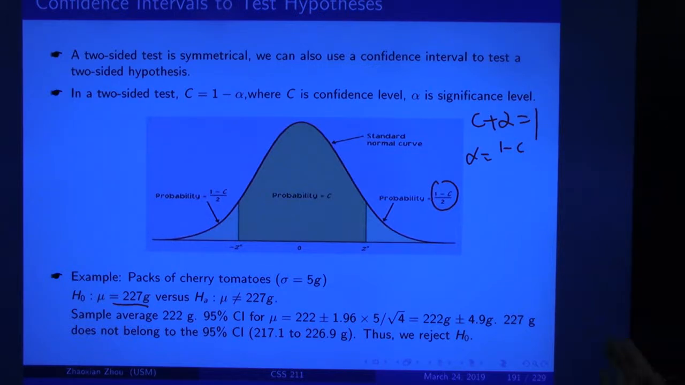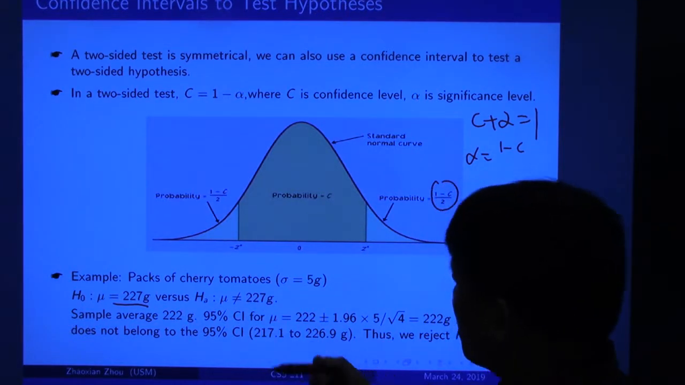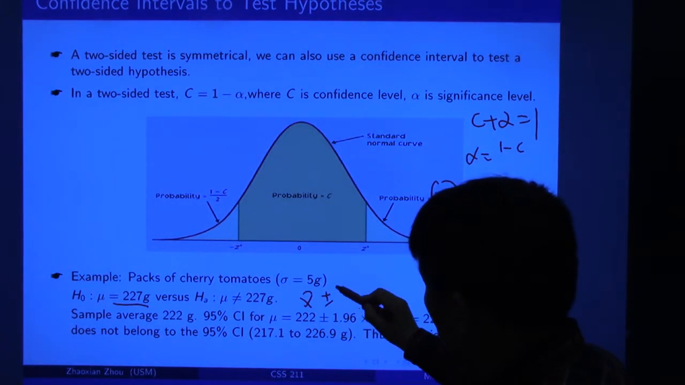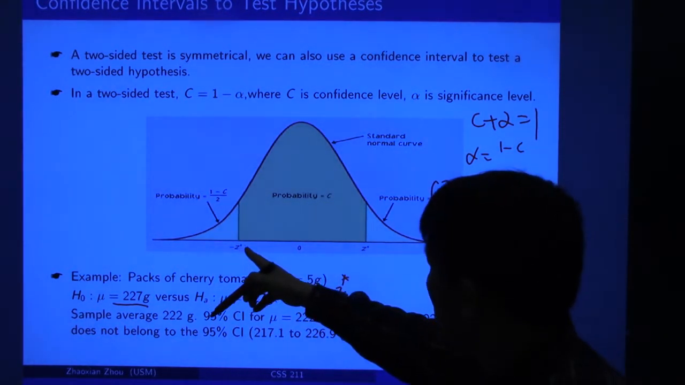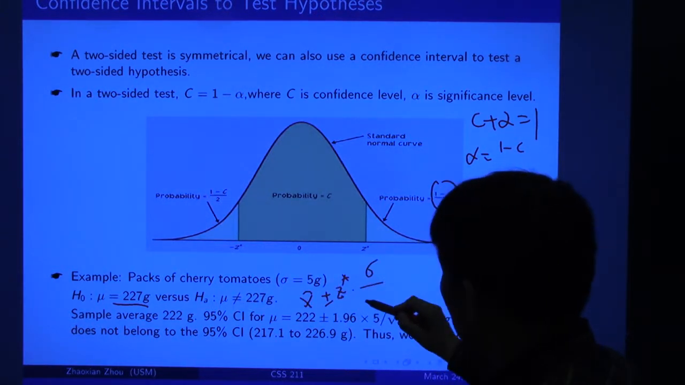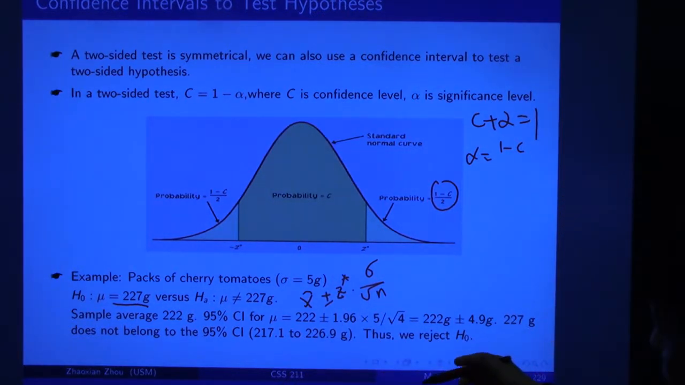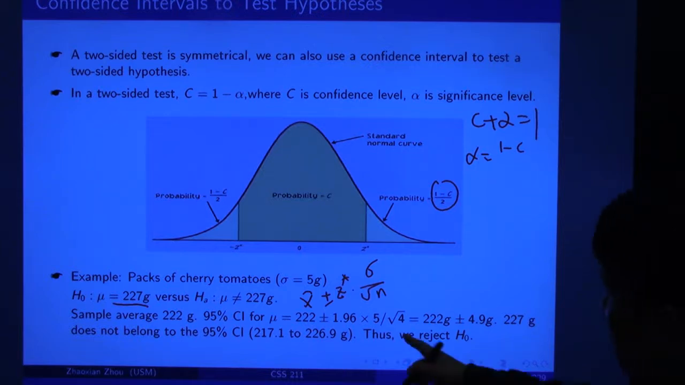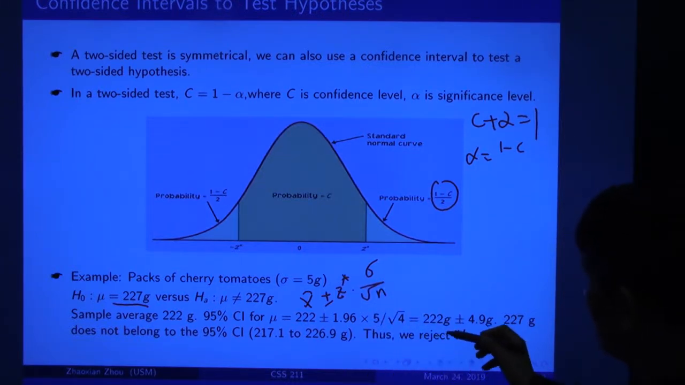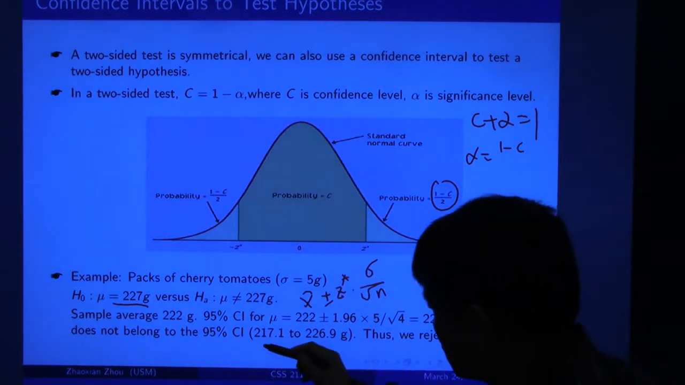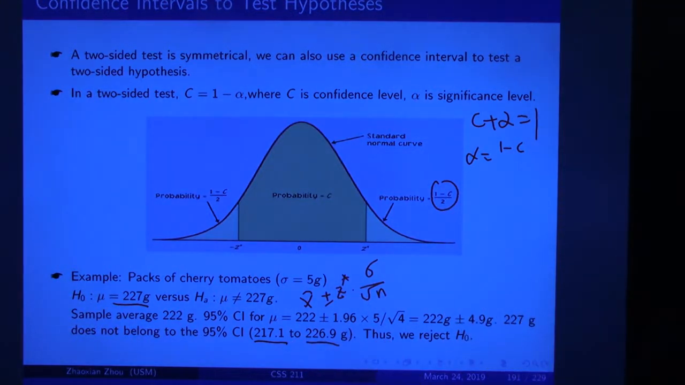Then based on what we learned in the previous unit, we can calculate the confidence interval for 95%. mu equals x bar plus or minus z star times sigma over square root of n, and for 95% confidence, z star equals 1.96, and sigma equals 5, n equals 4. We plug in the numbers, that equals 222 plus or minus 4.9, which gives us this end and this end, 217.1 and 226.9.